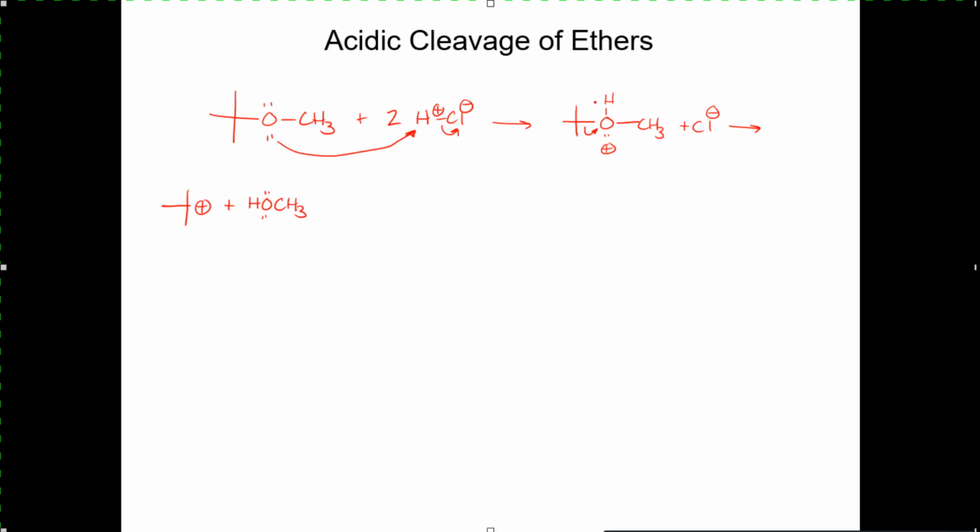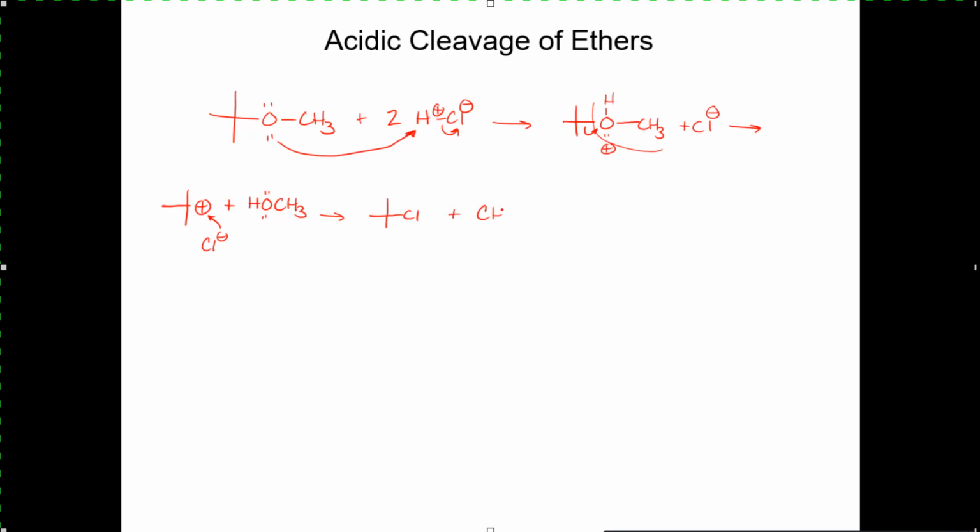So in this case, this methanol is a leaving group the way that normally water would be a leaving group. And so the methanol leaves, leaving us with a carbocation. And then once we form that carbocation, the chloride is going to come in and add. So we're going to form tertiary butyl chloride as our first cleavage product.